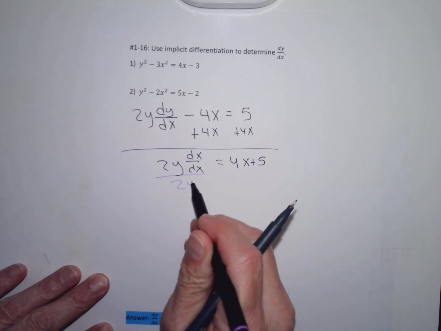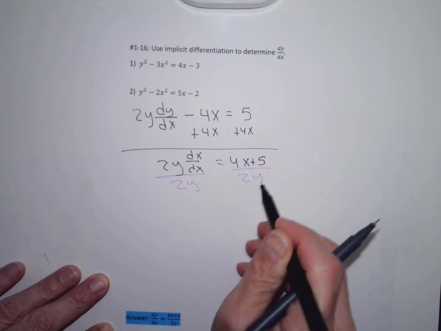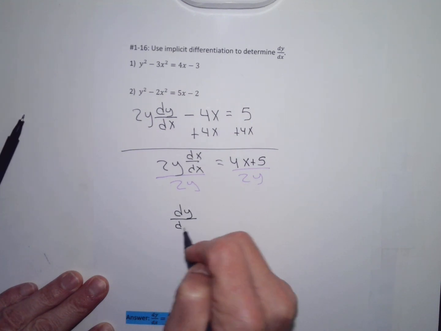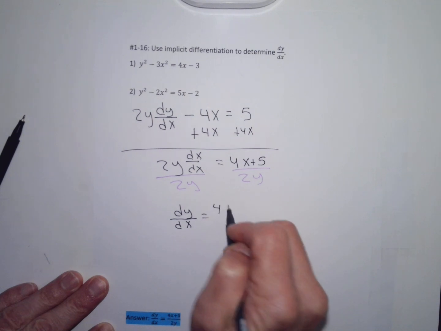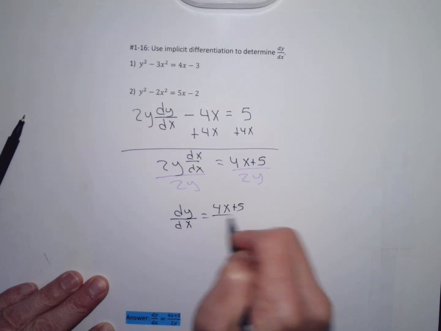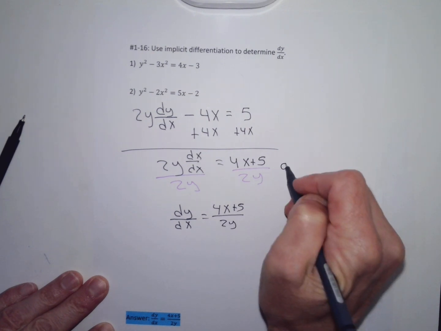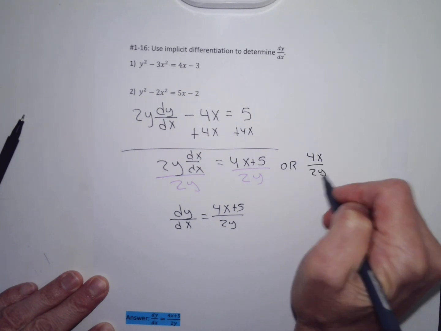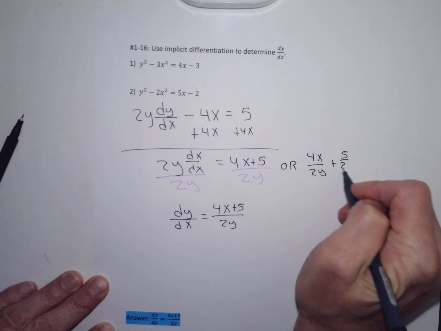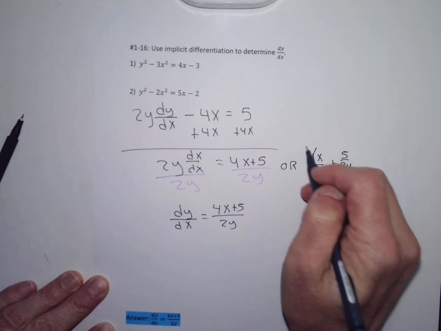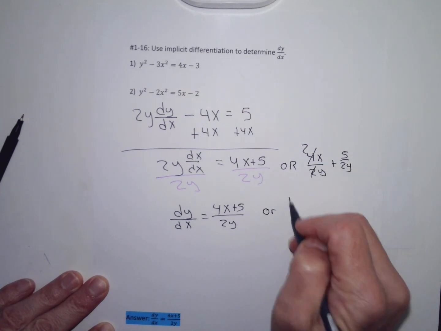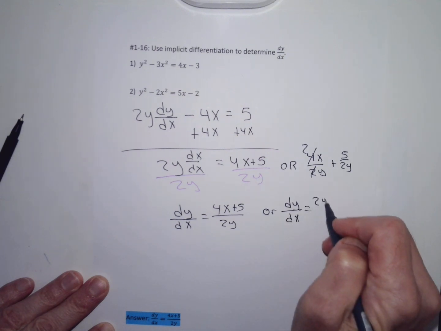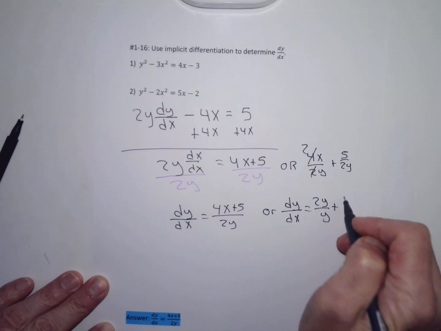You can make a big fraction or a small fraction. If you make the big fraction, it can't reduce. So one correct answer for problem 2 is dy dx equals 4x plus 5 over 2y. The alternative would have been on the right-hand side to write 4x over 2y plus 5 over 2y. And if you wrote it like that, you could cancel that 4 with that 2. And an alternatively correct answer would be dy dx equals 2x over y plus 5 over 2y.